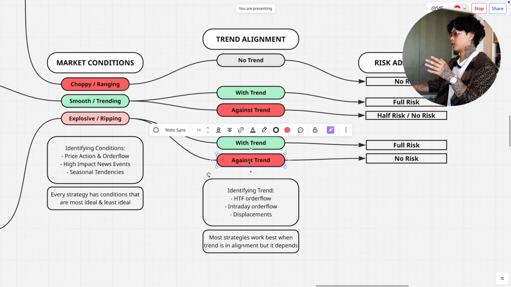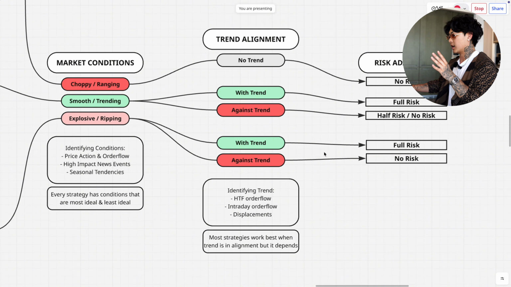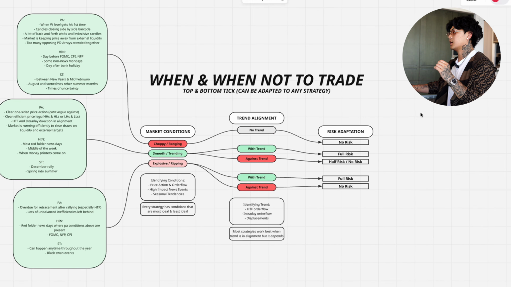And if you're against the trend, if you're counter trend, obviously you don't want to risk at all. You don't want to take any trades. If you spot it early, don't trade. If you get caught in it and realize it after a couple losses, go ahead and cut the day short. But that is how you adapt your strategy to market conditions, guys.